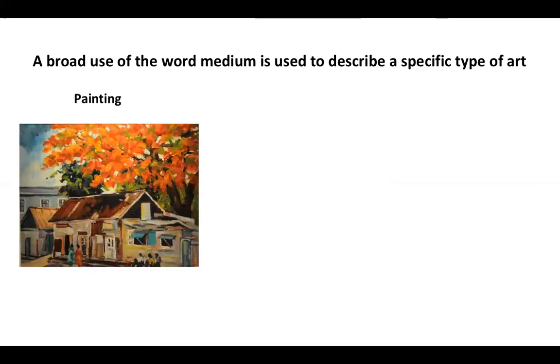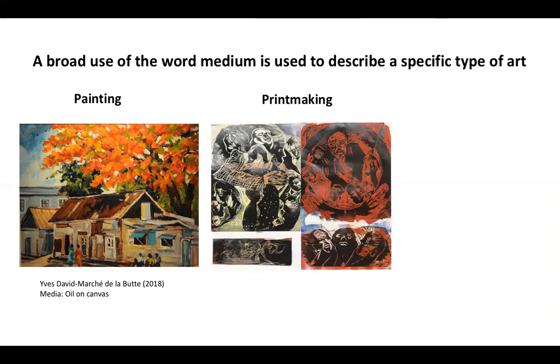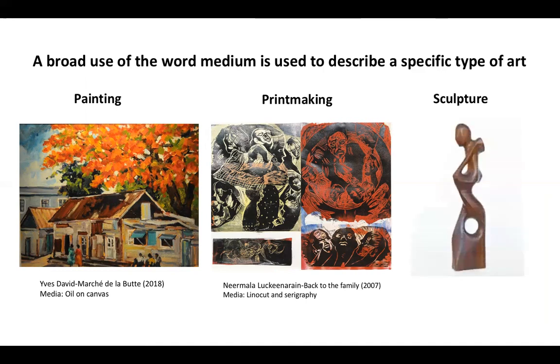A broad use of the word medium is used to describe a specific type of art. For example, painting is a medium. Printmaking is a medium. And sculpture is also a medium.